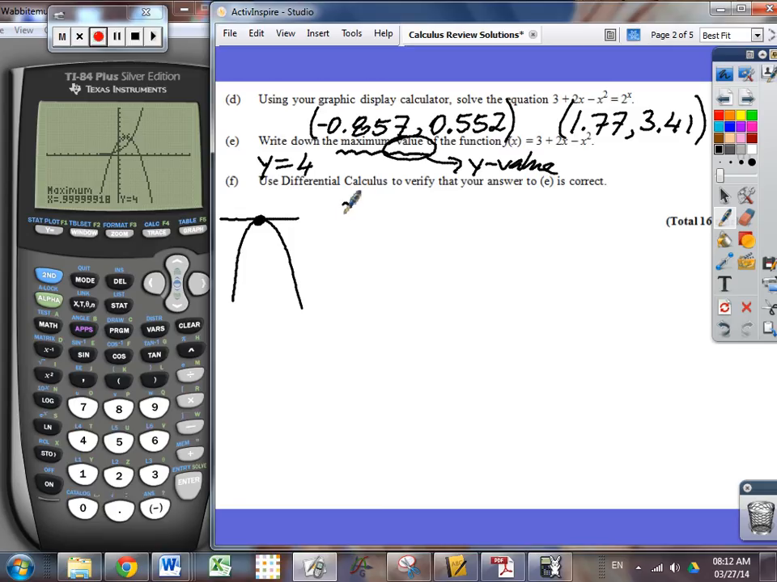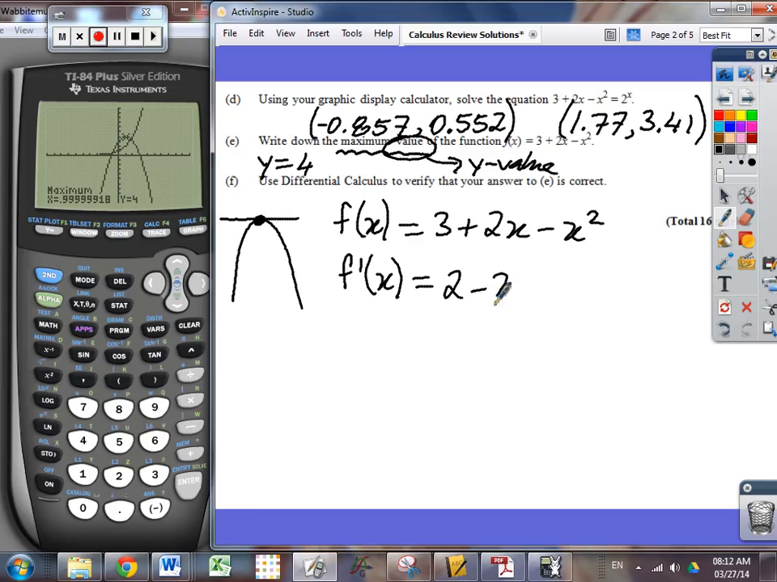So let's start by taking our function and let's differentiate it so we can come up with an expression, the derivative, which represents the gradient. The derivative of 3 is 0, the derivative of 2x is 2, the derivative of negative x squared is negative 2x. So that's an expression that represents the derivative.